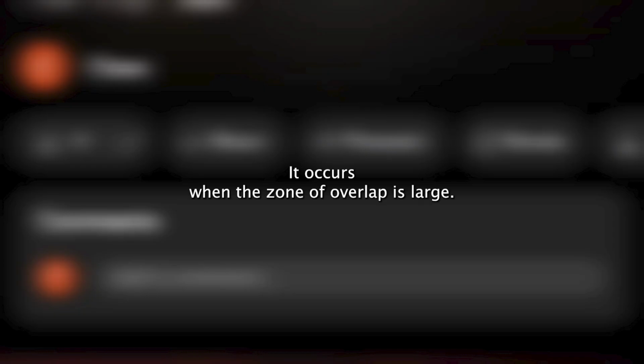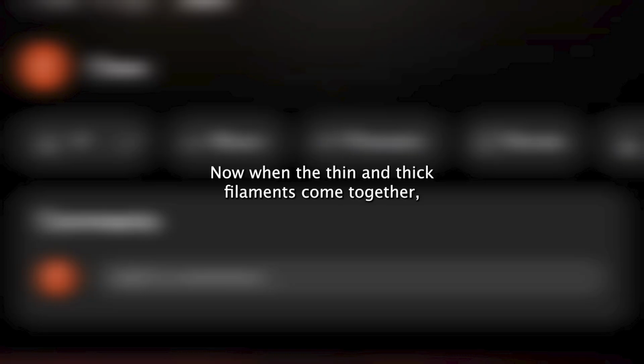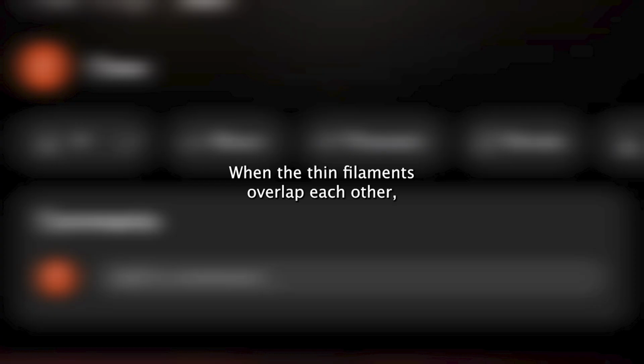It occurs when the zone of overlap is large. In this case, maximum tension, this is tension on the side here, is produced when there is a maximal overlap of actin and myosin. Now, when the thin and thick filaments come together, you have less contraction. When the thin filaments overlap each other, you have even less contractile force.